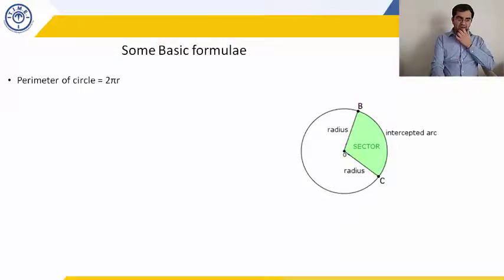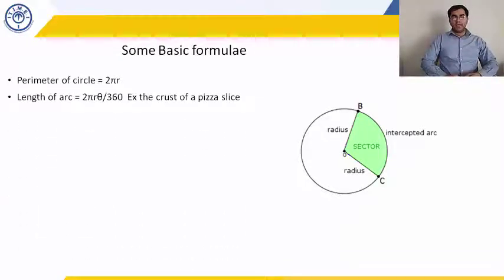And the length of arc BC. Can I say that arc BC is simply a fraction of the complete circumference? And that fraction is theta degrees, that's the central angle, out of a total of 360 degrees. So the length of arc becomes 2 pi r in its fraction, theta divided by 360.